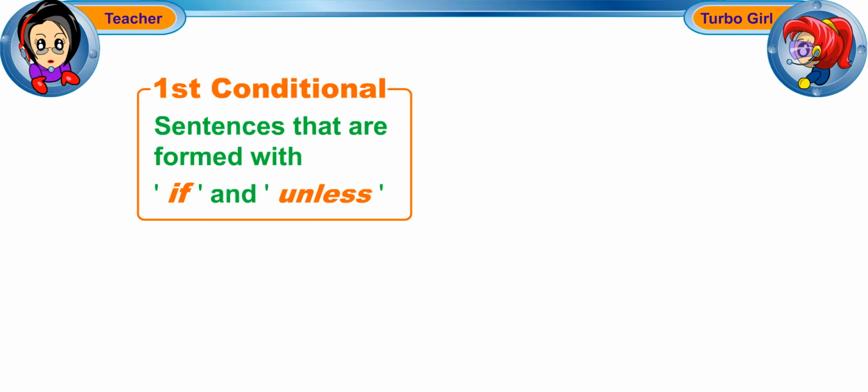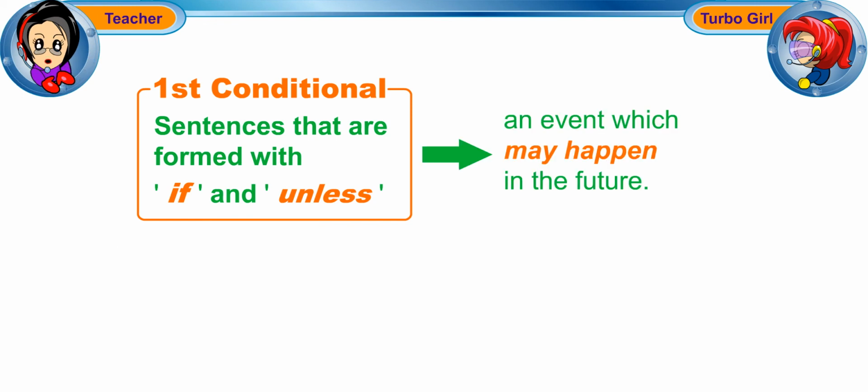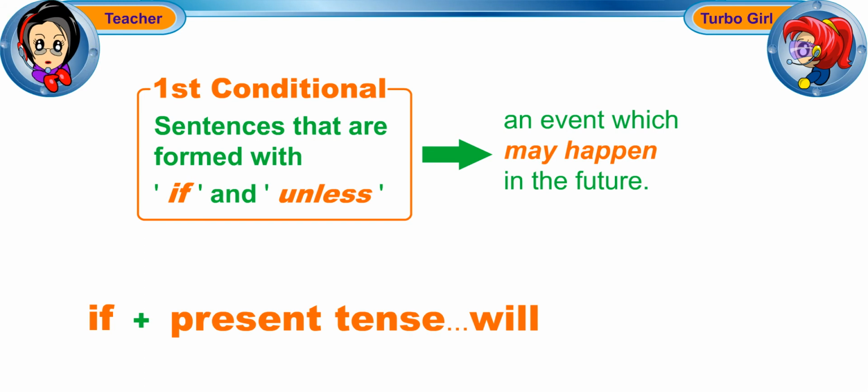We use the first conditional to talk about an event which may happen in the future. We write the tenses in this manner: if plus present tense, will plus the root form.